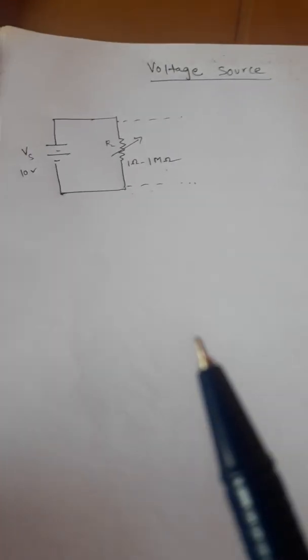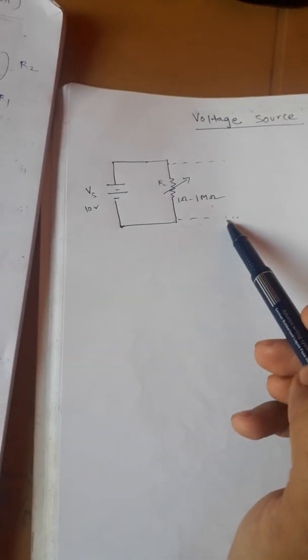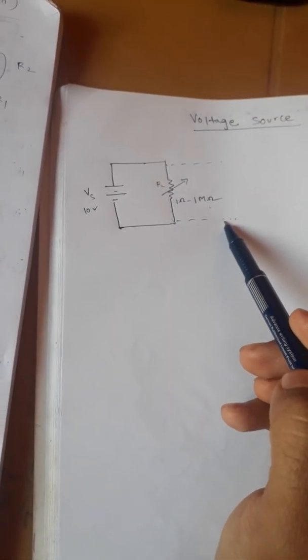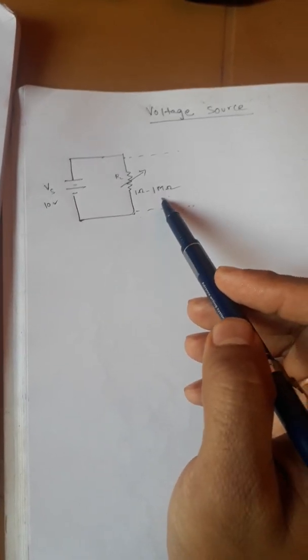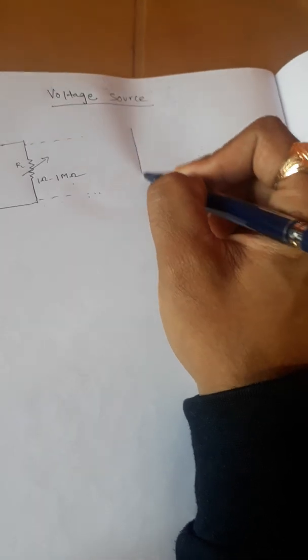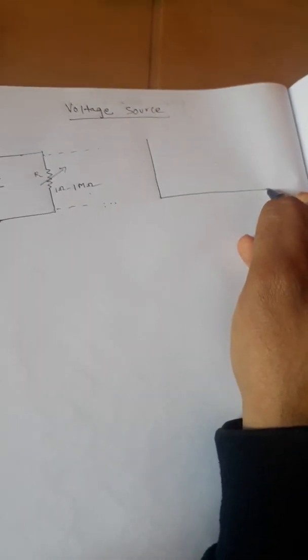So basically we are getting a constant output voltage. This is an example, a constant output voltage for all the load resistances. It doesn't matter if I keep it 1 ohm, it doesn't matter if I keep it 1 mega ohm. Okay, so I am getting a constant output voltage. So the graph will be like this.